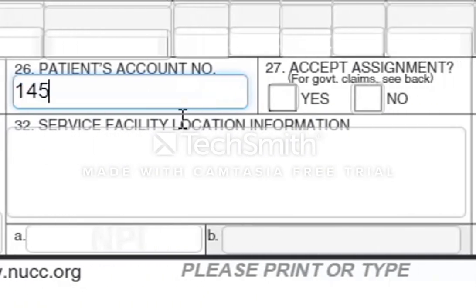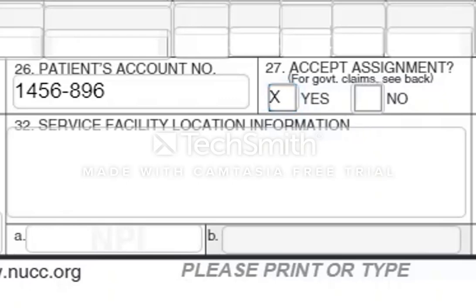Block 26 is going to be that account number. With this, we can put punctuation there, as this has nothing to do with the claim and is just our own reference number. With workers' compensation, we are automatically going to go ahead and put yes for accept assignment. They will accept assignment and take everything as a payment in full. With workers' compensation, we will use a separate fee schedule that tends to be a little bit higher.